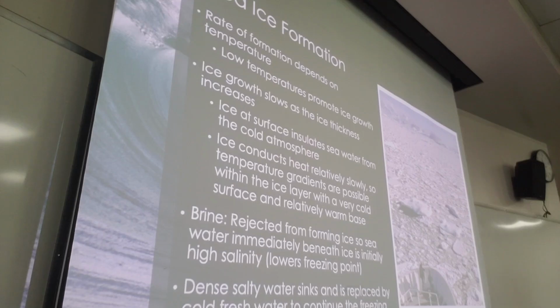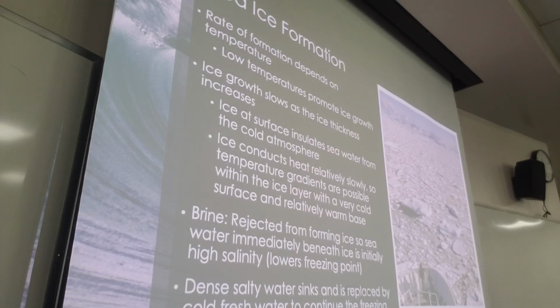Similarly, I guess, if you had a very warm summer and you're melting ice, as that ice gets thinner, now the base of the ice is brought up closer to those warm temperatures, and so you're going to have faster melting. So this is something else that I mentioned, brine rejection.